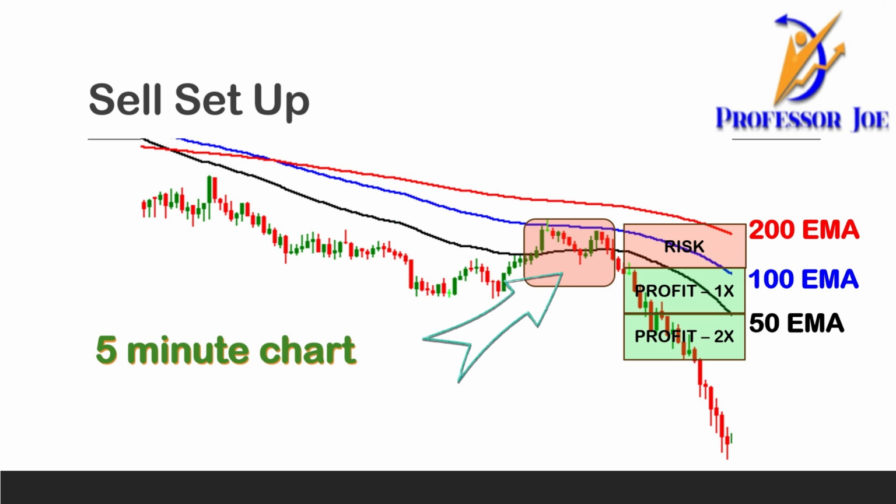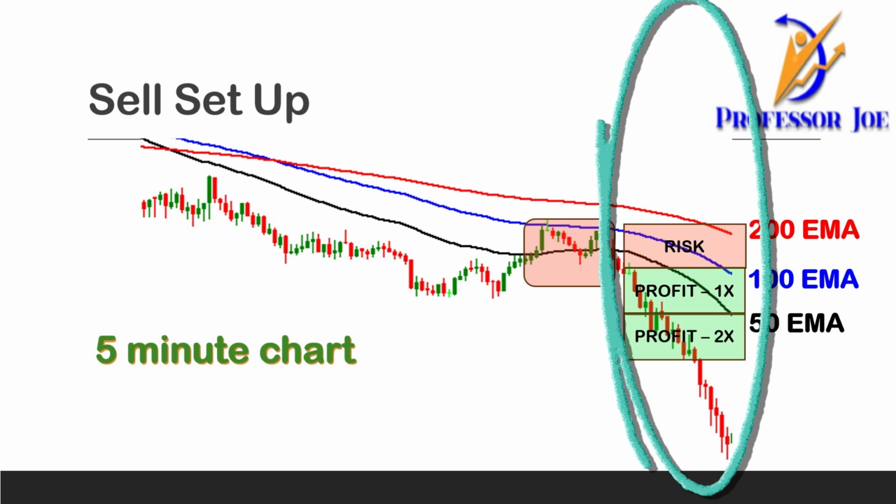Now, when the price crosses back the 50 EMA, you are going to enter your sell trade with your stop loss above the previous swing high over here. And you risk 0.5% for that much distance. Your take profit is 2 times of your risk.